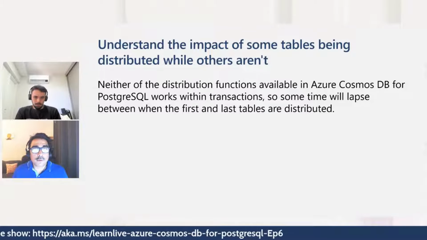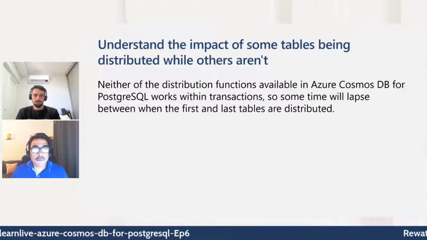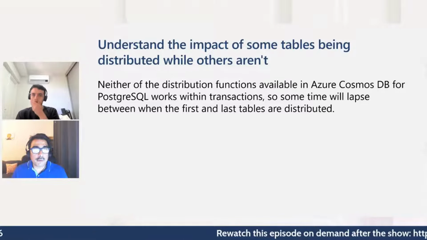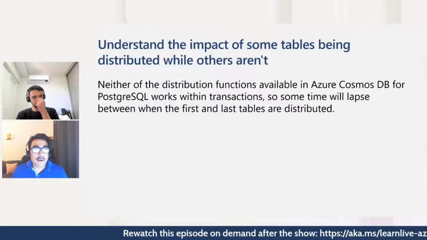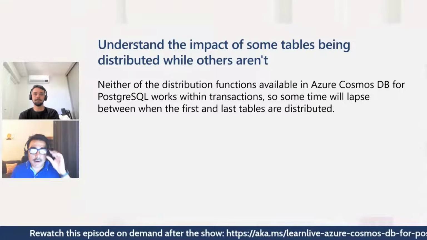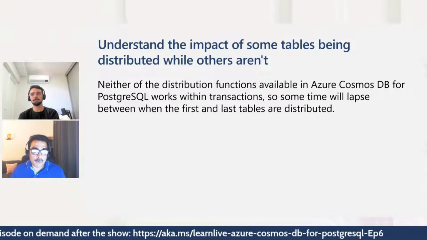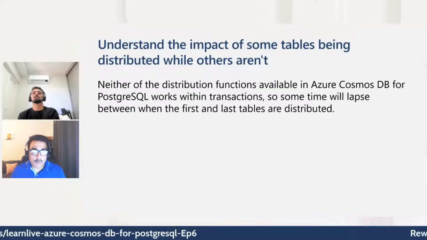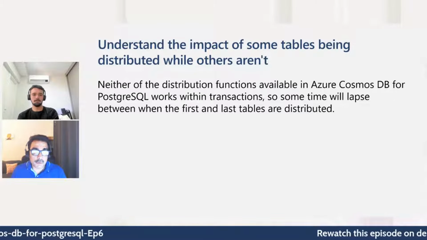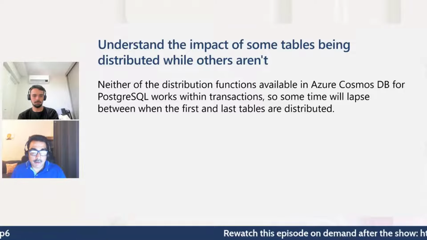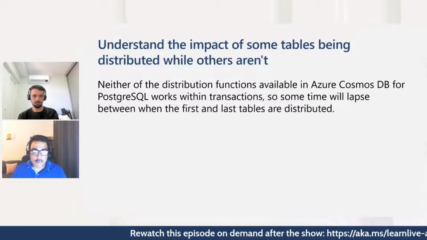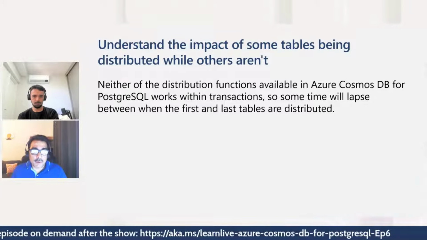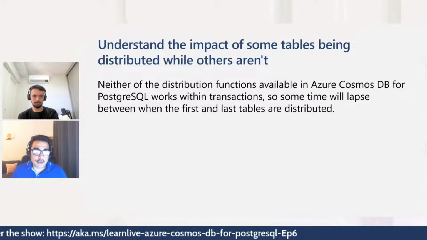Okay. So we understand the impact of some tables being distributed while others aren't. You have to figure out which function you're going to be using on what table to do the distribution, and how you're going to be batching. If there's a huge table, how you're going to be doing it in batches and then distributing it, to ensure that while you're distributing, you're not losing any data integrity.